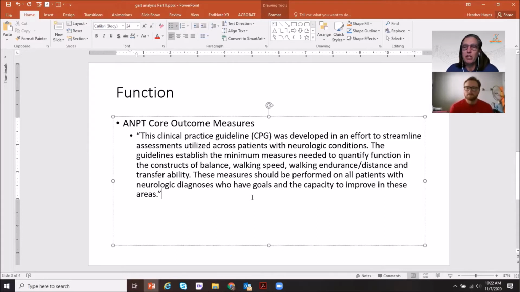So you may have somebody who has a goal of doing something, but you recognize that this is maybe a progressive disease or something that may not be relevant. So I think it's very appropriate that we consider these measures for this individual.